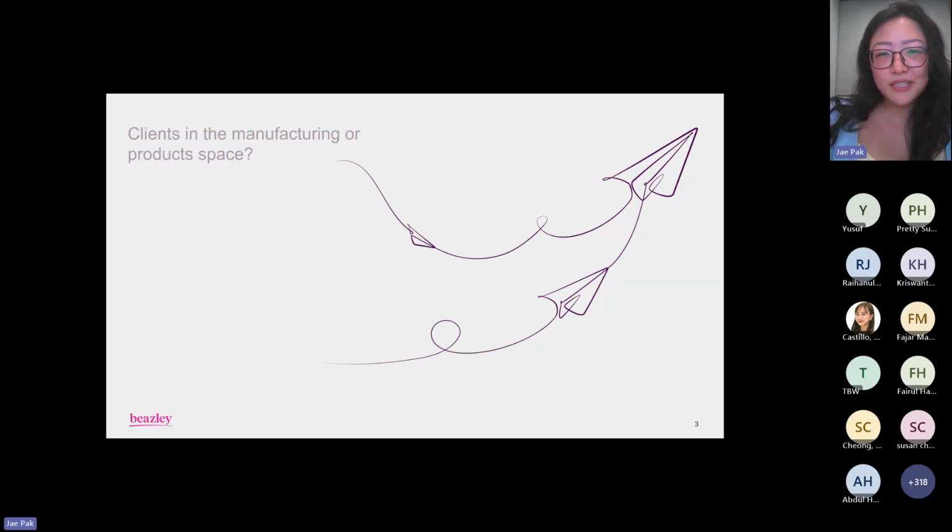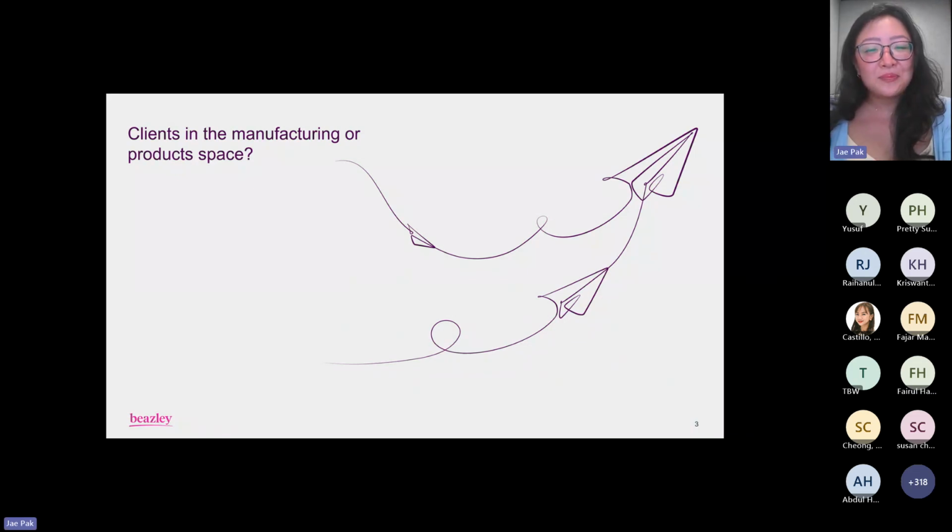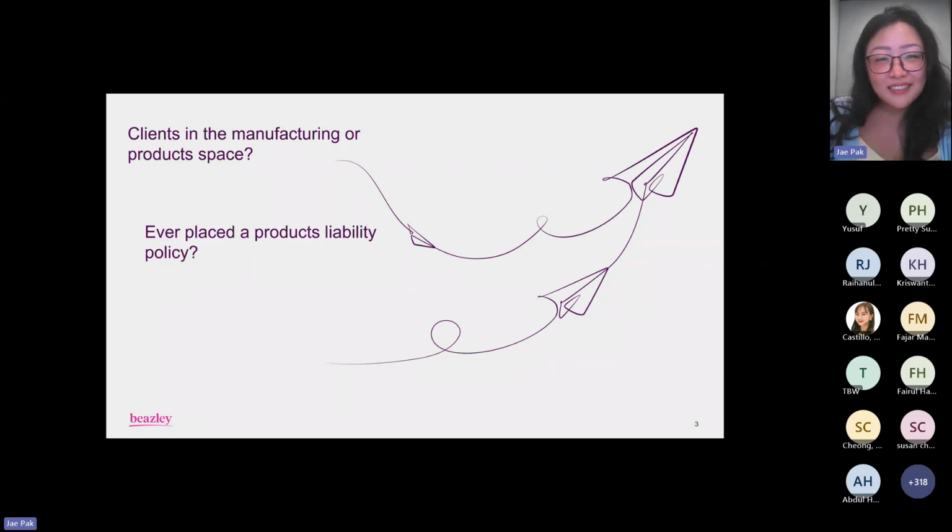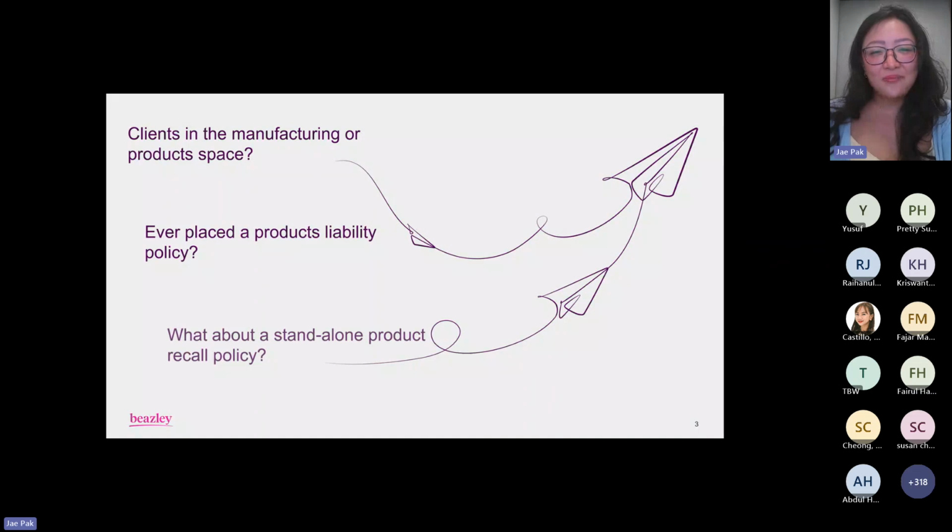So just before we start, typically I would do this in person, but you guys can shake your heads yes or no by yourselves. Do you have any clients in the manufacturing or product space? Yes or no. Have you guys ever placed a product liability policy? Yes or no. Or have you ever placed a standalone product recall policy? Yes or no. So I would say if you've answered yes to any of these questions, then you should definitely be exploring product recall.